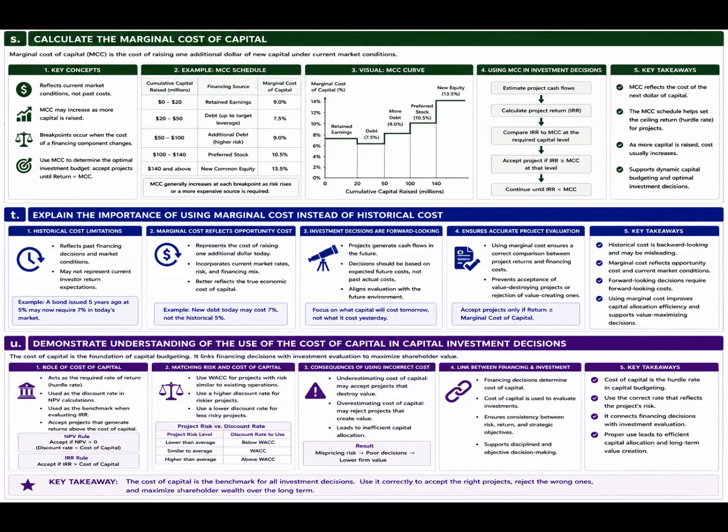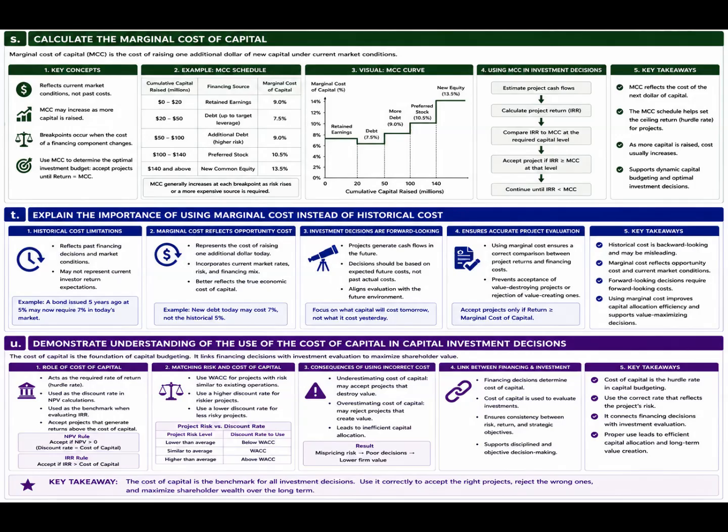Investment decisions are forward-looking. Therefore, they should be based on expected future costs rather than past contractual rates. Using marginal cost ensures accurate comparison between project returns and financing costs. Applying marginal rather than historical cost improves capital allocation efficiency and supports value-maximizing decisions.